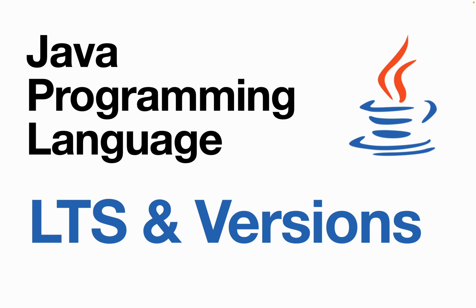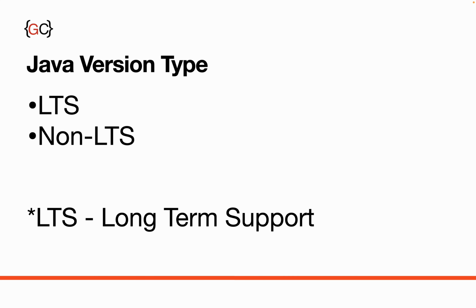Hey everyone, in this video I'll explain what LTS is and what the different versions of Java are. By default, Java comes in two different version types. One is LTS, another one is non-LTS. LTS here stands for long-term support.